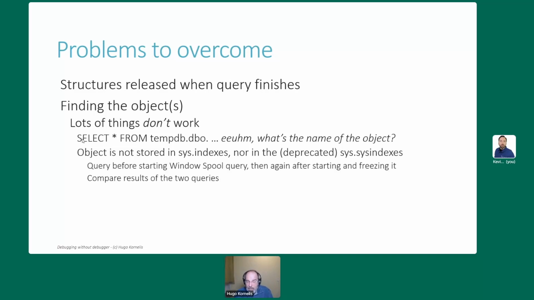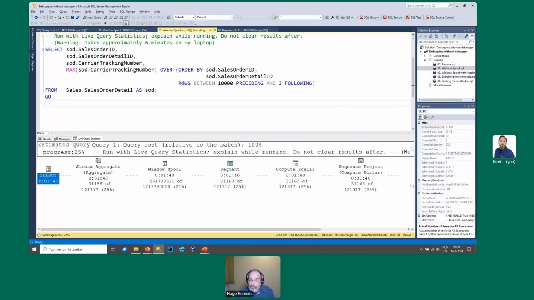In fact, what I did was I queried sys.indexes and sys.sysindexes before starting the Window spool. Then I started and froze the query. And then with the query active but frozen, I queried sys.indexes and sys.sysindexes again, so I could compare the two outputs. Surely there would be one extra row, right? No, there was not. Let me show that.